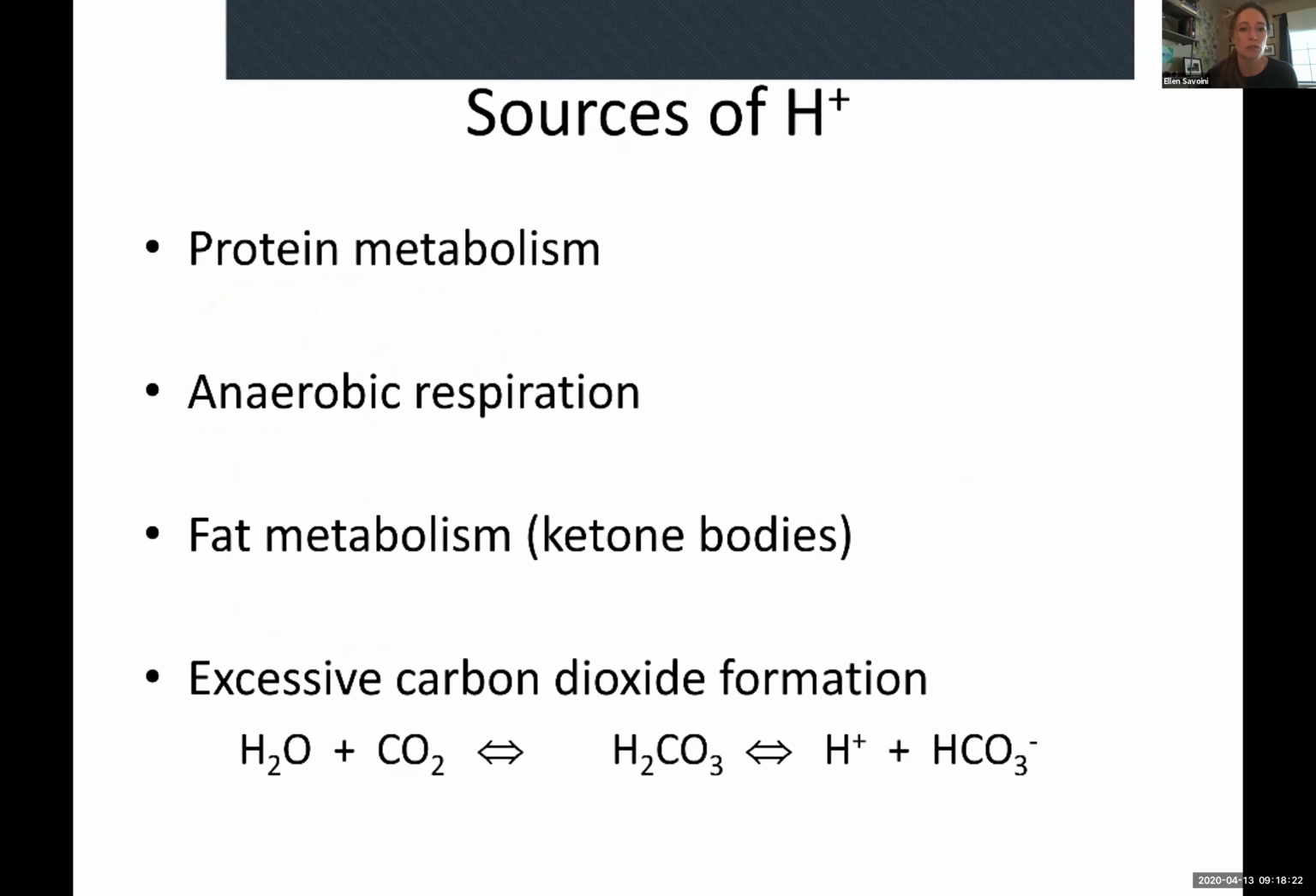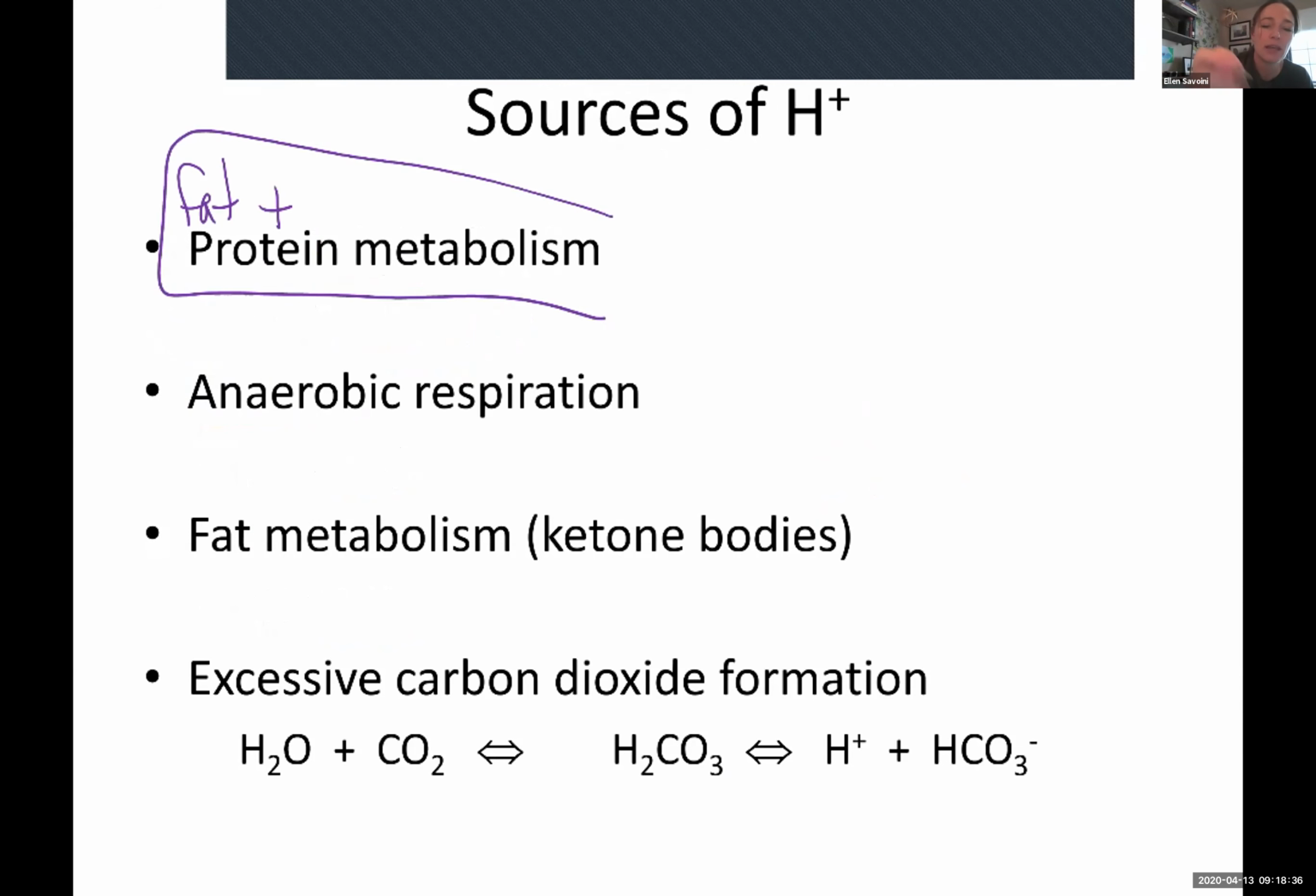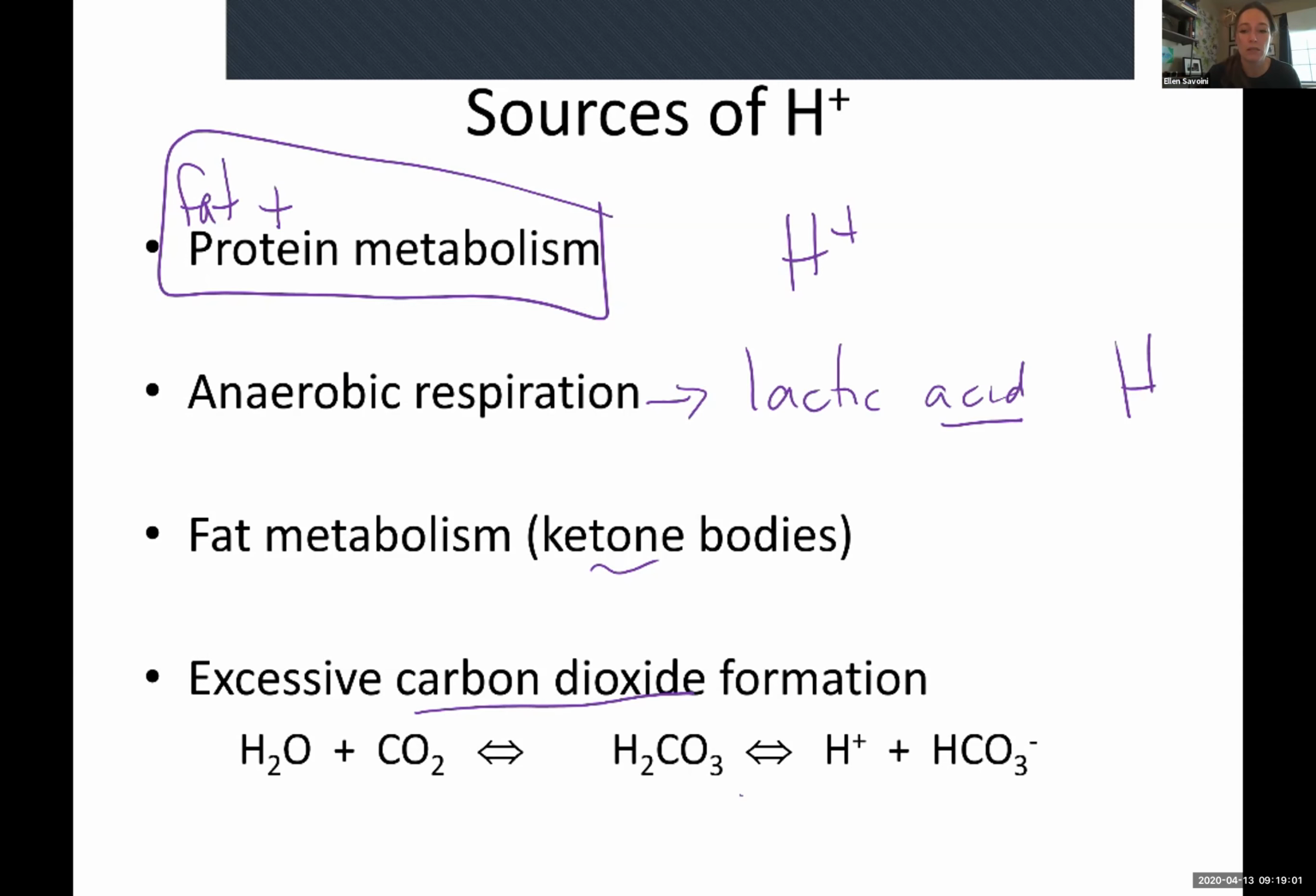So this is where we get the sources of acid. We really have three sources. I should have put these two together. So let's just say fat and protein metabolism. That's one source. If you're burning up fat and making ketone bodies, or you're breaking down protein for energy, you're going to make an H+, so you're going to become acidic. Anaerobic respiration, that's lactic acid. That's an H+. And then excessive carbon dioxide formation. Well, remember we brought this over here? That's an H+.